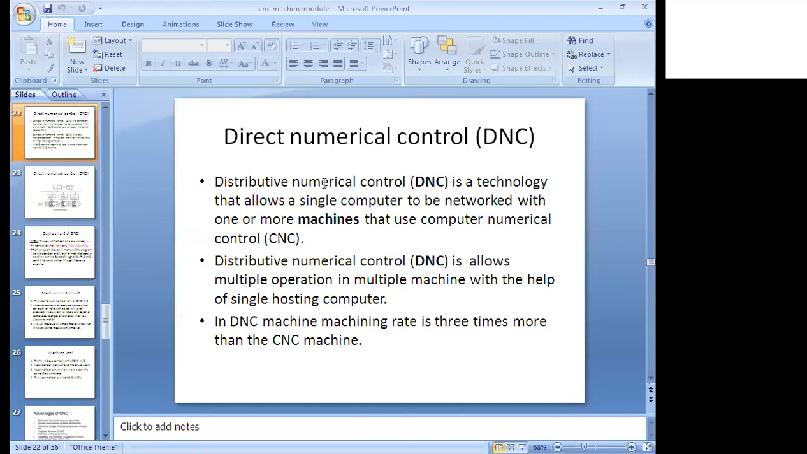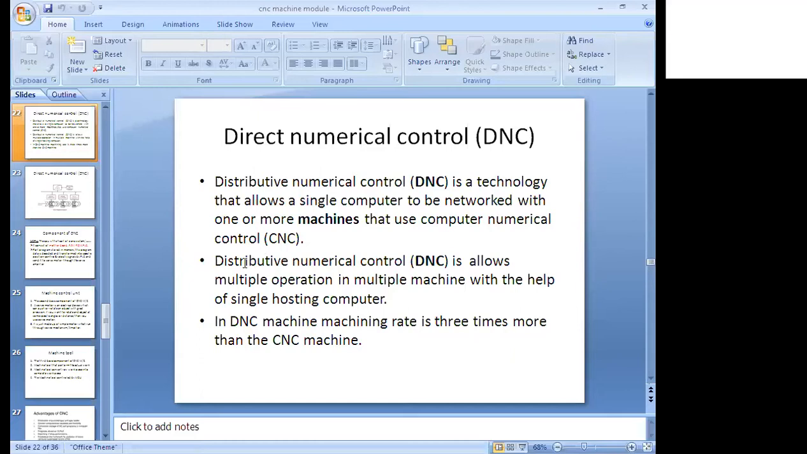I would like to discuss the theory part, then you will understand what DNC actually is. Distributive or direct numerical control is a technology that allows a single computer to be networked with one or more machines that use computer numerical control. Here only one computer is there, which you can call the central computer or the host computer. That one computer can connect many other machines, and this is called a distributive or direct numerical control machine.